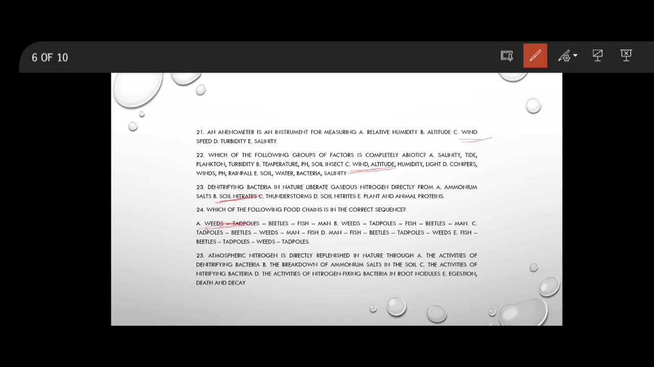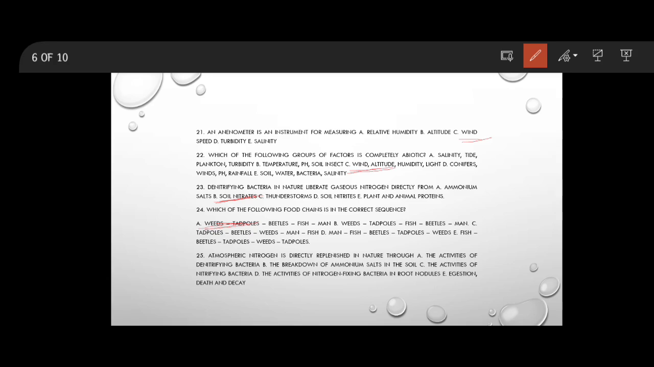Atmospheric nitrogen is directly replenished in nature through dash. The activities of denitrifying bacteria, breakdown of ammonium salt in the soil, the activities of nitrifying bacteria, the activities of nitrogen fixing bacteria in the root nodules, ejection, decay, and death. Option E is out of the answer. The nitrogen fixing bacteria in the root nodules pick nitrogen from the atmosphere, removing it from the atmosphere. They are not replenishing it. So that is also wrong.